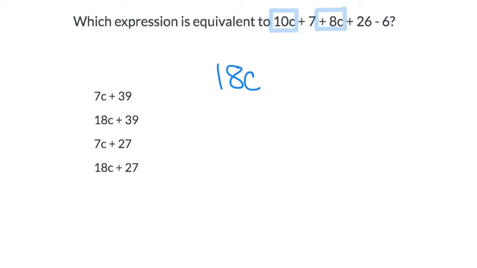I am immediately going to take off those two 7c's because I know that they're wrong. My next step is going to be combining all the coefficients. I have a positive 7, a positive 26, and a minus 6.